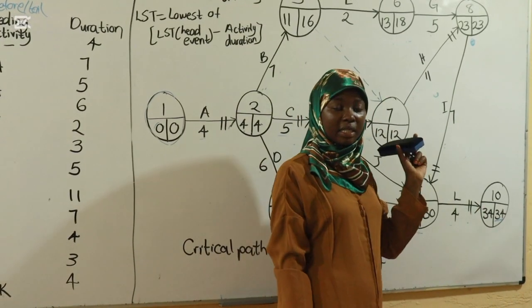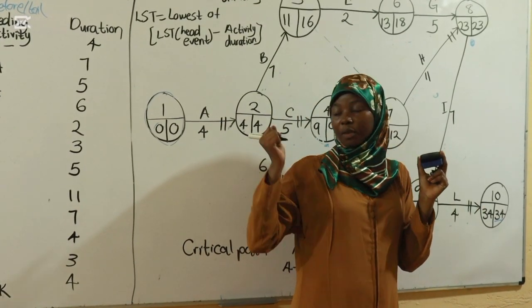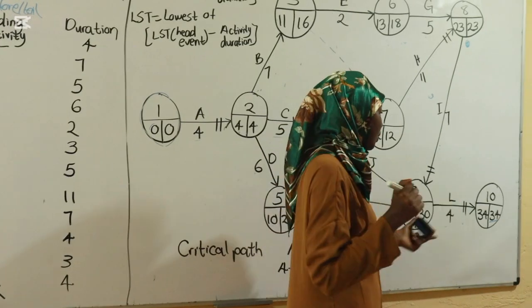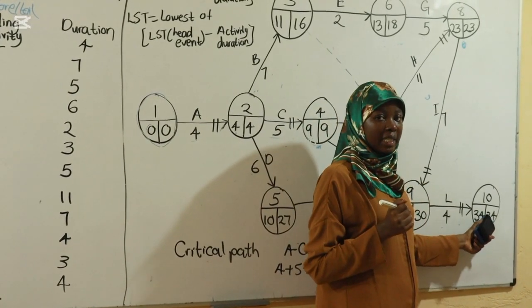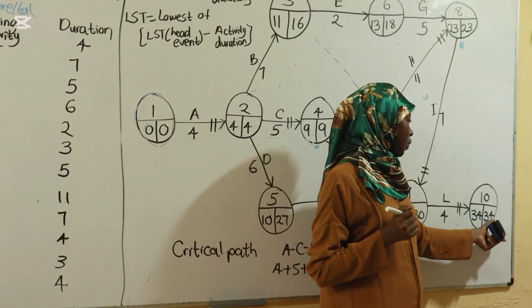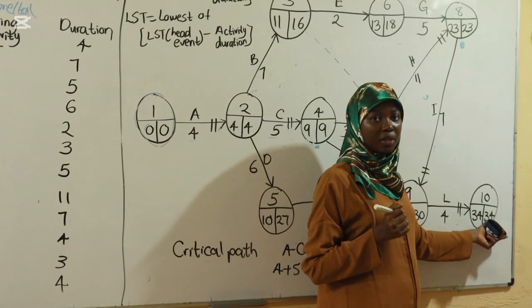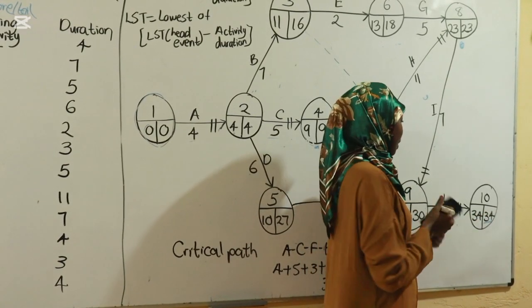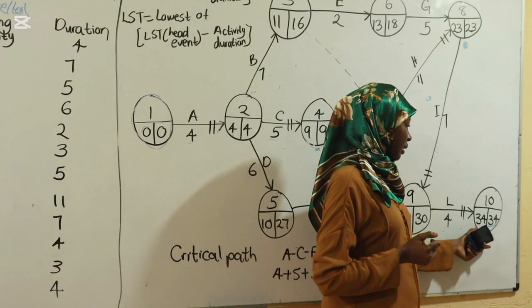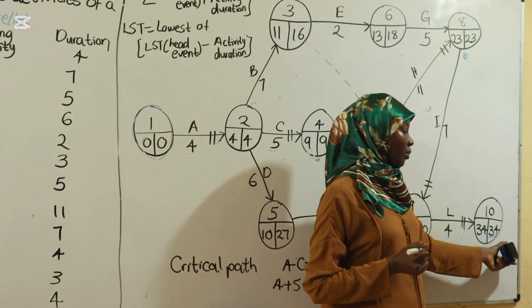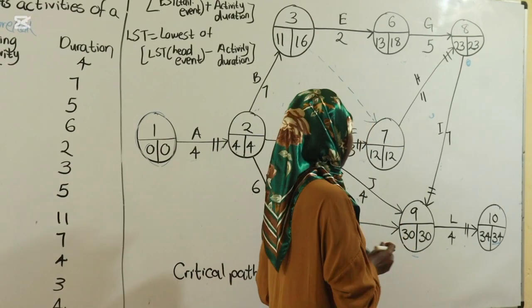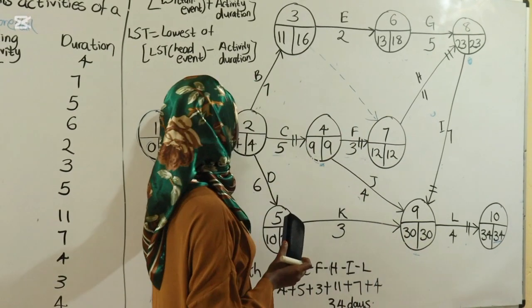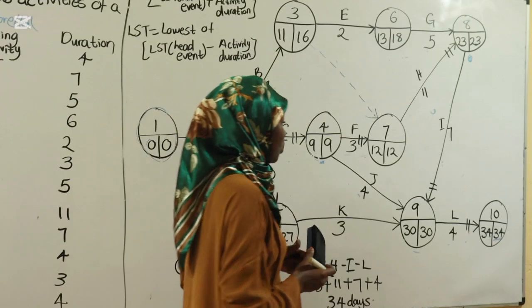So LST, now how do you know the first LST? We knew the first EST because we said EST every time from the start point it's 0. But now when you're calculating LST, the answer that you get as your EST in the last point, you're going to duplicate it as your LST. That is where you start from, okay? So we got our last EST as 34, so our LST starting point is going to be 34. So we are working backwards, and we are taking LST head event minus activity duration.